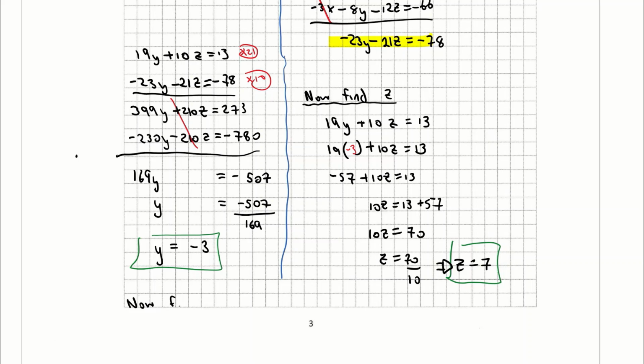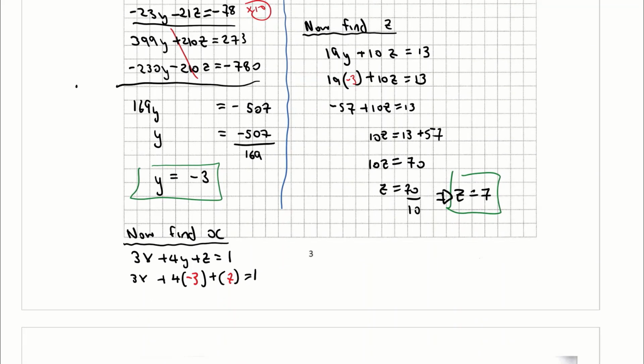So now I need to find x, I should say. And I'm going to take the first equation, which was 3x plus 4y plus z is equal to 1. I'm going to sub in my values for y and z, which are minus 3 and 7. And when I solve that, I'm going to leave myself with 3x plus 7 is equal to 1. Sorry, I don't have a y there, apologies, let me rub that out. So 3x minus 5 is equal to 1.